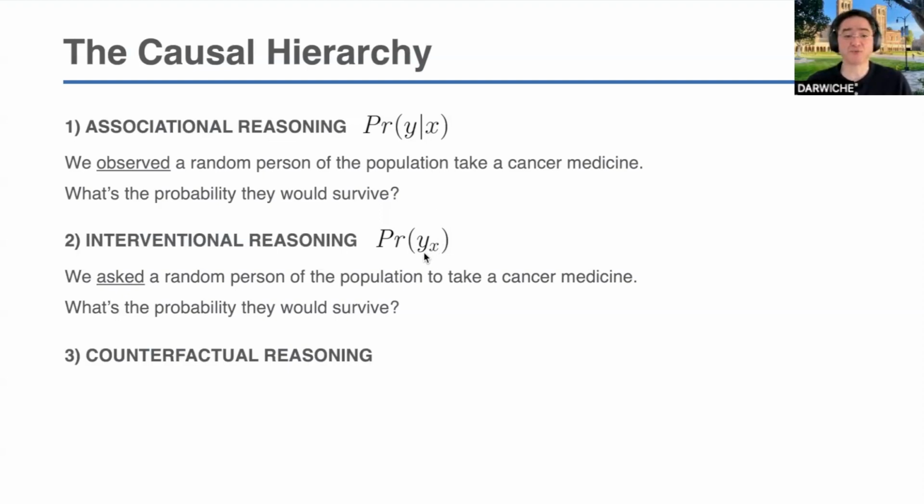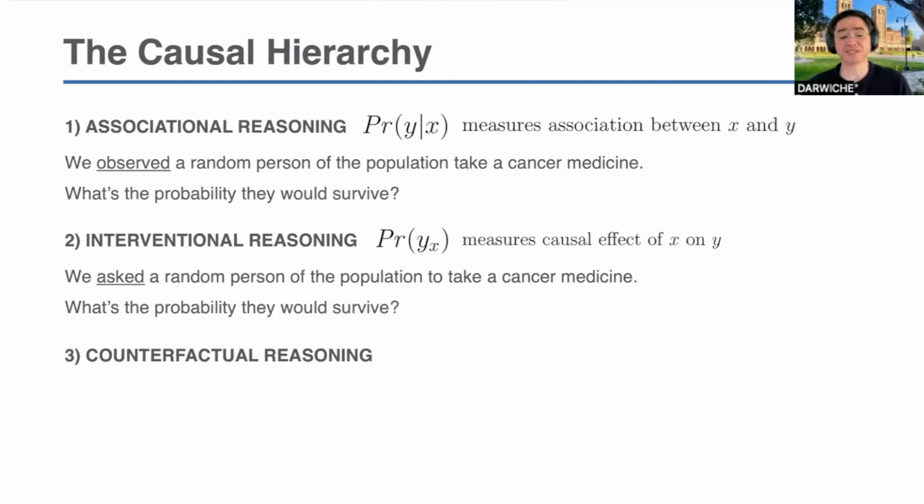In both cases, we are trying to compute the probability of some event y. In the first case, we observed x passively. In the second case, we intervened to set the value of x. A huge difference between the two. You can think of the first as measuring the association between x and y, while the second one is measuring the causal effect of x on y.